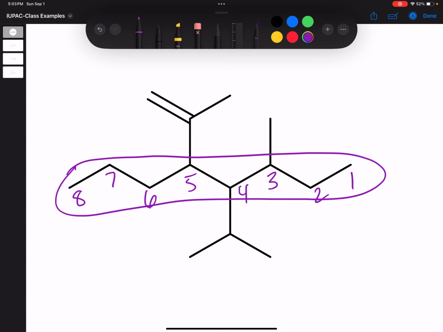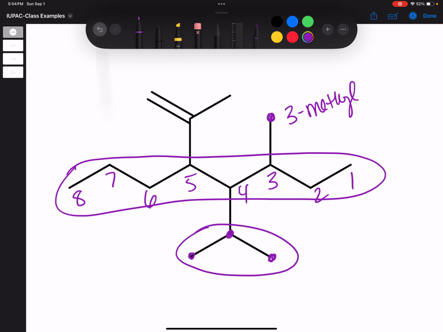And then I see I have 3 substituents. We're going to start with the easier ones, which are on carbon 3 and carbon 4. So carbon 3 is just one carbon coming off, and I know that's a methyl group. So here I have a 3-methyl. And then if I look at carbon 4, I see I have 3 carbons, but I'm not going to name this as a propyl group because it is split where it is bonded.